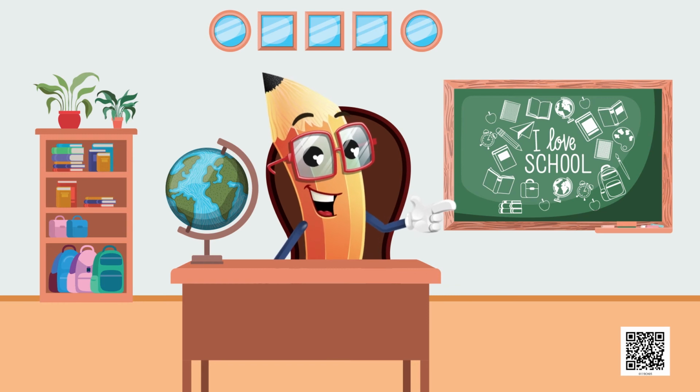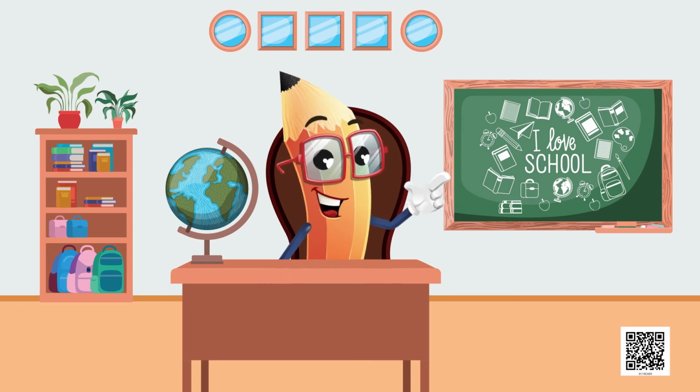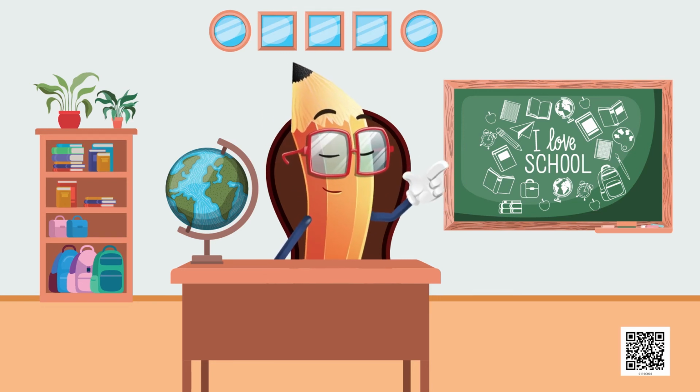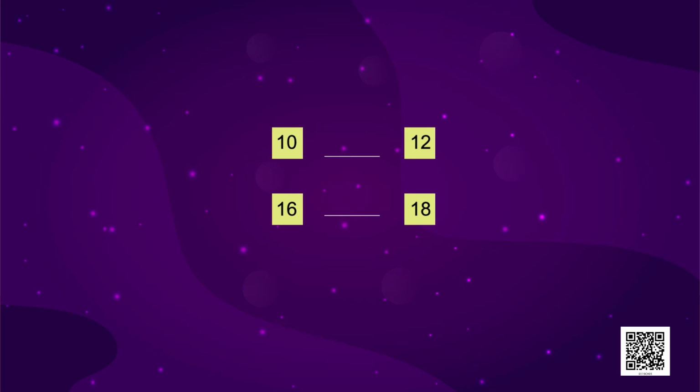So children, if I write some numbers in order and miss some of them, then will you be able to write the missing numbers? Let's see. 10, blank, 12. So what will come after 10? 10, then 11, and then 12. Wow, that's right. Let's do some more practice. 16, a blank, then 18. Yes. So answer is 16, 17, 18.